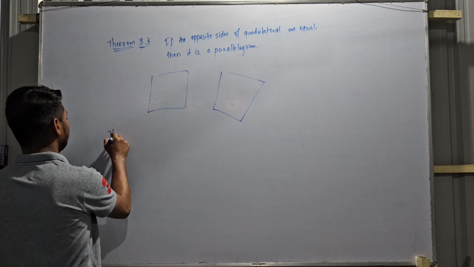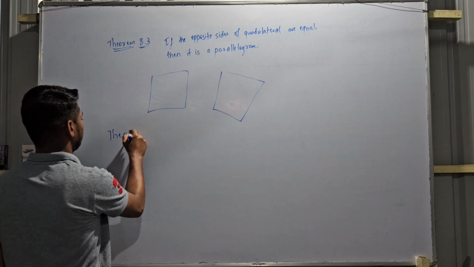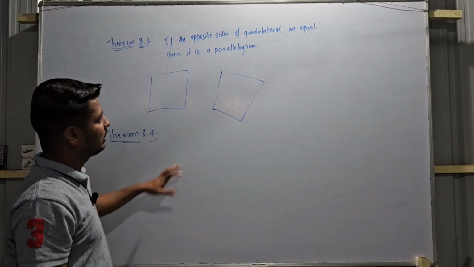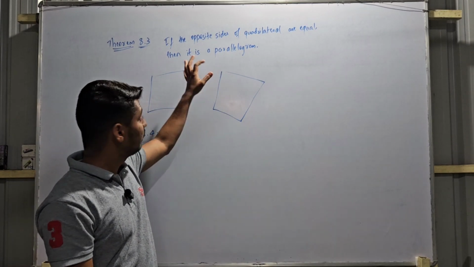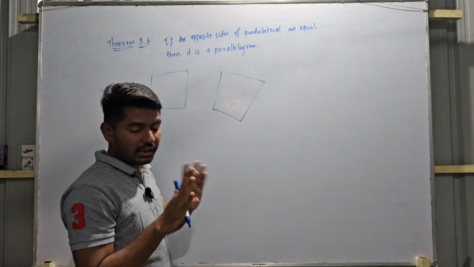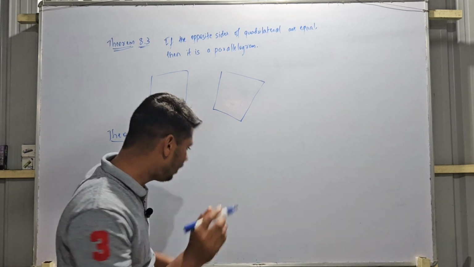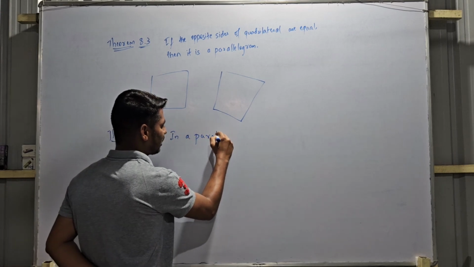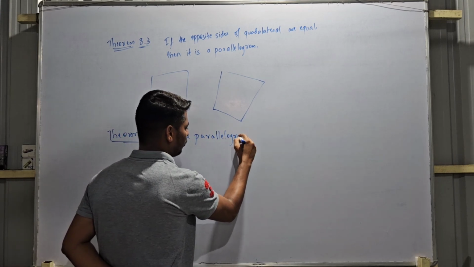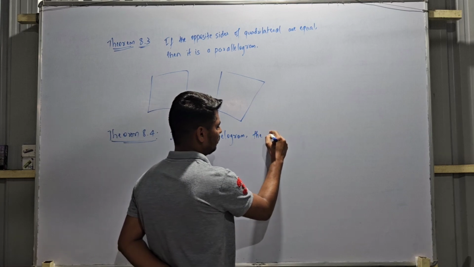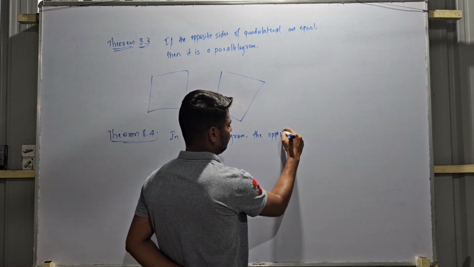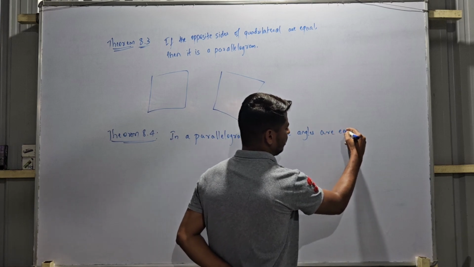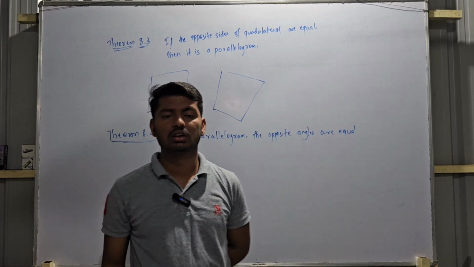Now theorem 8.4. Okay, the theorem 8.4 states that, see, first in 8.2 we saw about the sides. Now we will discuss the angles in a parallelogram. In a parallelogram, the opposite angles are equal. The opposite angles are equal.